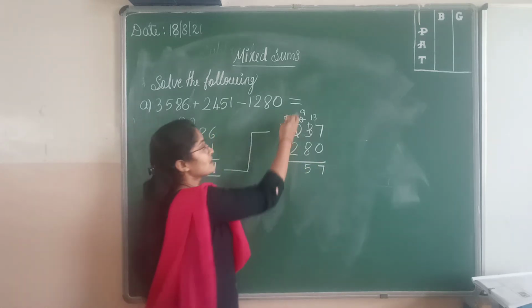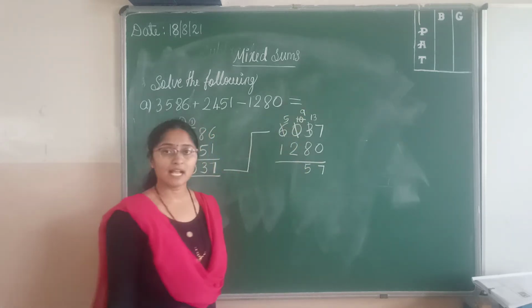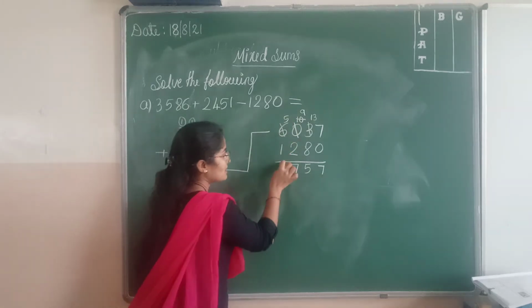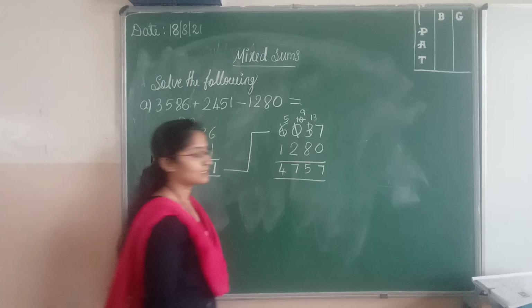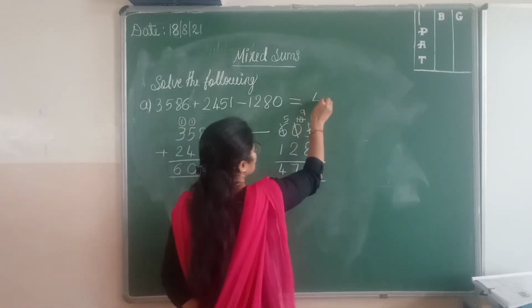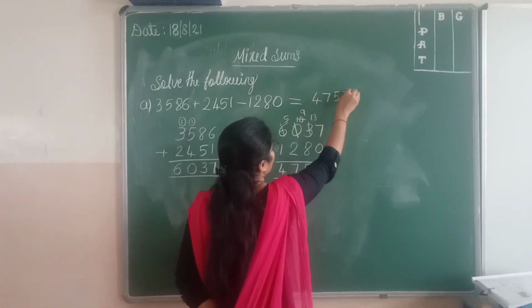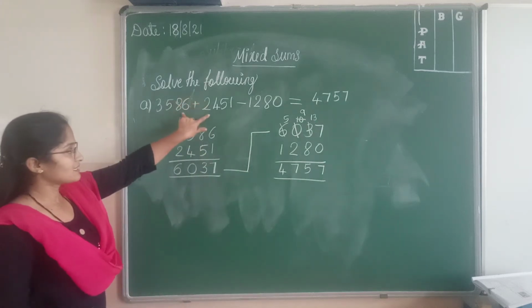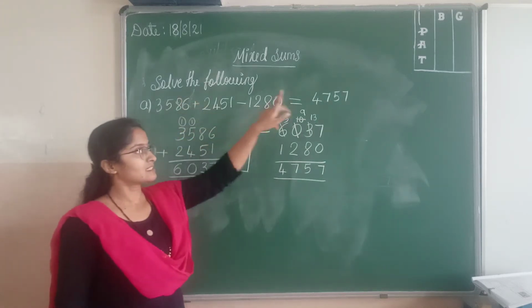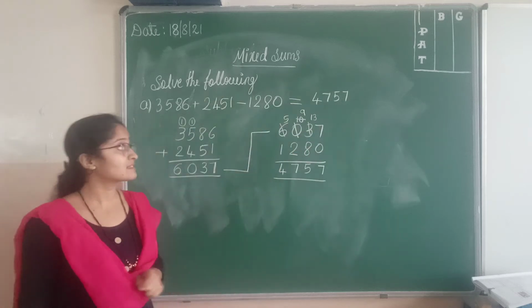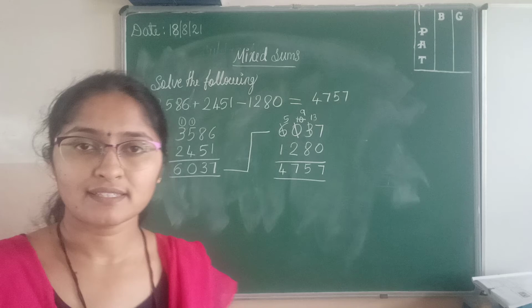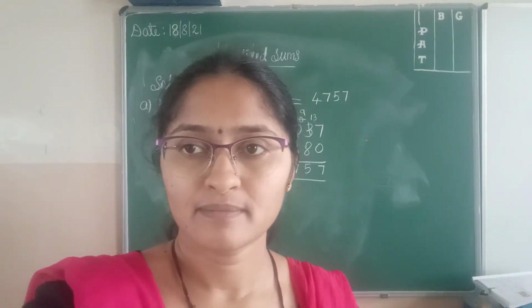Next, subtract the hundreds place number, that is 9 minus 2 is 7, 5 minus 1 is 4. So the answer is what? 4757 is the answer. After adding this number and subtracting this number, we got the answer as 4757. Let us see another example, children.